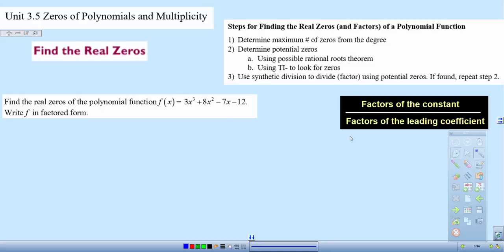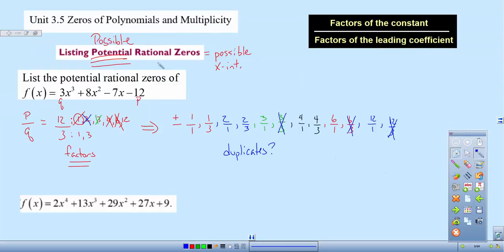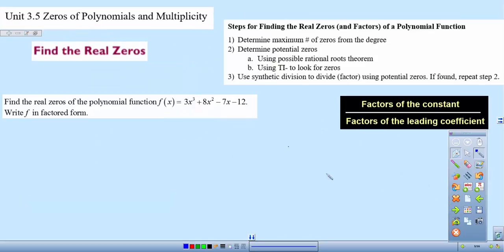Okay, so now we're going to tie together what we've done so far and apply it to finding the actual real zeros for a polynomial function. Remember that the first step you should always do is find the potential rational roots. You should always find these first and list them out just in case. And the first couple of homework problems actually make you do that.